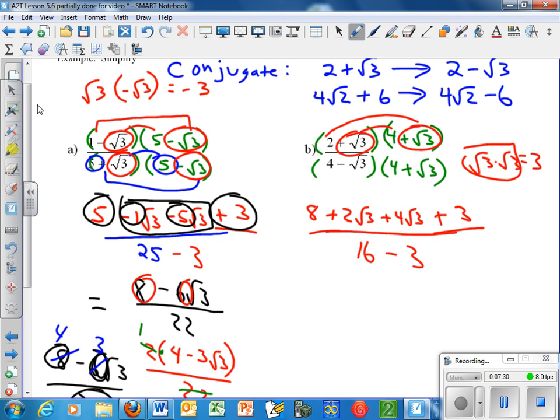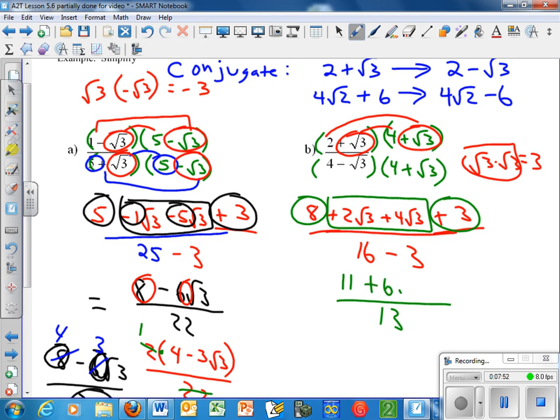Okay, so now let's do some simplifying. On the bottom, I'm going to get 13, 16 minus 3. On top, I have 4 terms. I'm going to combine my constants, or my number terms. 8 plus 3 is 11. I can also combine these two terms. They're both square root 3 terms, so you add the coefficients or combine the coefficients. They're both positive, so it would be plus 6, and it stays square root 3. When you add or subtract like radical terms, the square root part stays the same.